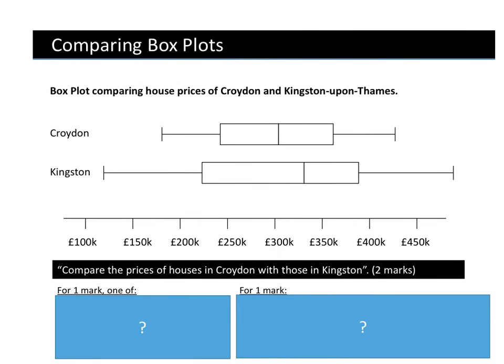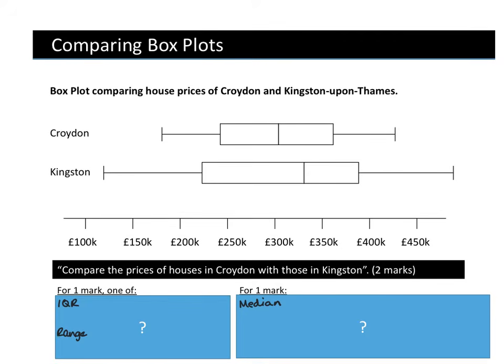So, comparing box plots. Now, when you compare box plots, you're going to get 2 marks. Essentially, you're going to get 1 mark for either comparing the interquartile range or the range. 1 mark for either of those, but if you wrote both of those down, you're not going to get 2 marks. And then you get 1 mark for discussing the median. So you have to discuss the median, and then for the other mark you can discuss the interquartile range or the range. So let's actually have a look at house prices of Croydon and Kingston.